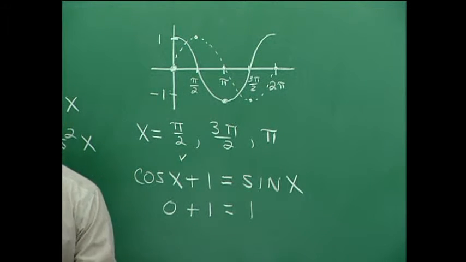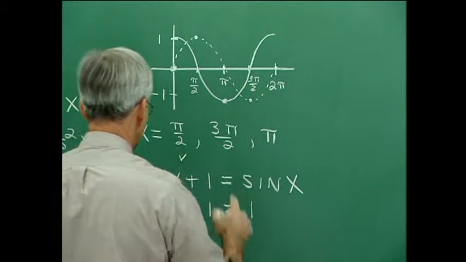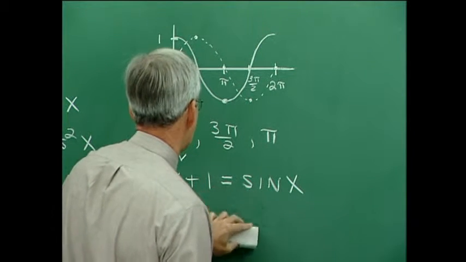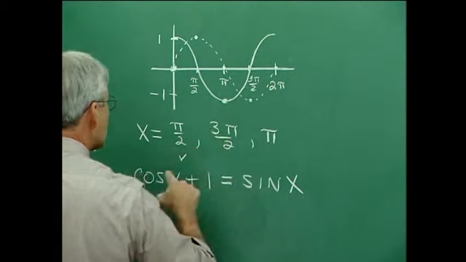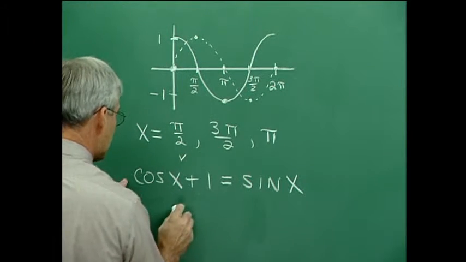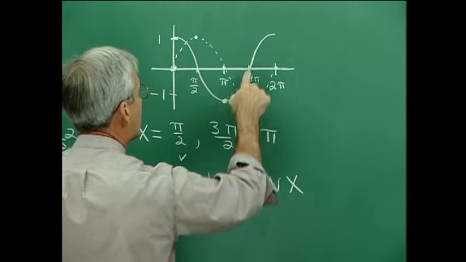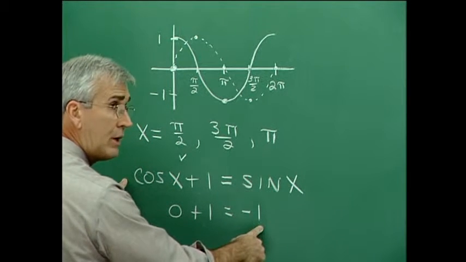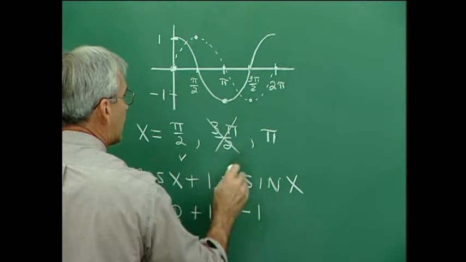All right, what about 3 pi over 2? Take a look at it. Now here's 3 pi over 2. Now look at sine and cosine. Cosine of 3 pi over 2 is here at the intercept, that's 0. And then I'll bring down this plus 1. The sine of 3 pi over 2 is down here at -1. Is 1 equal to -1? No! So we don't have a solution here at 3 pi over 2. We have to throw that out.